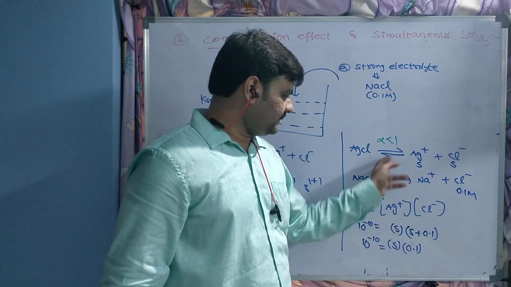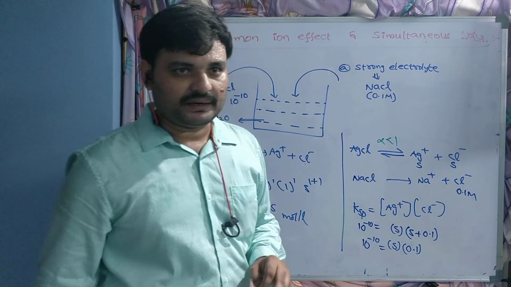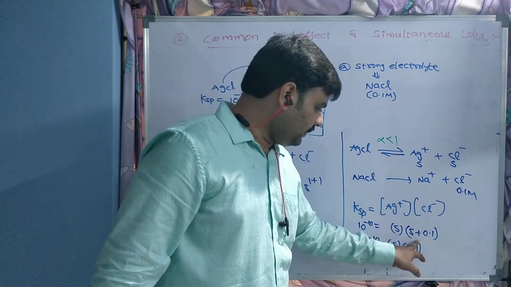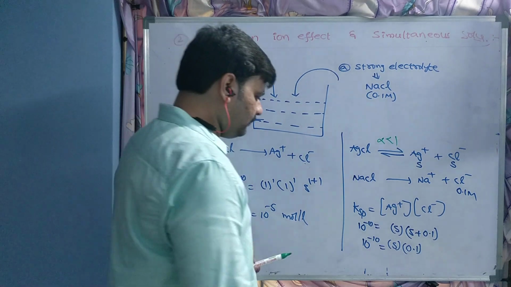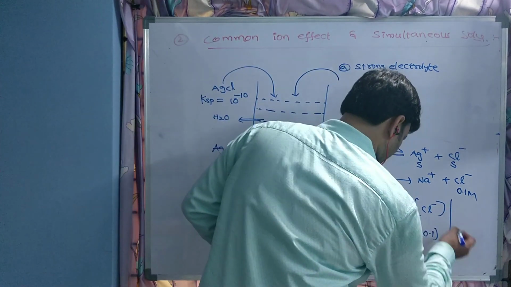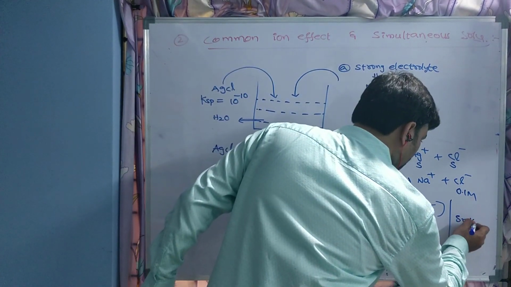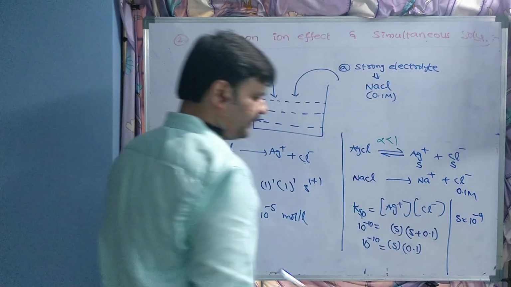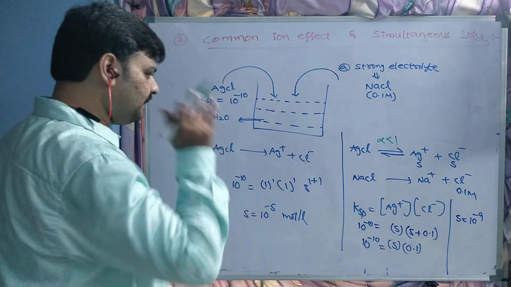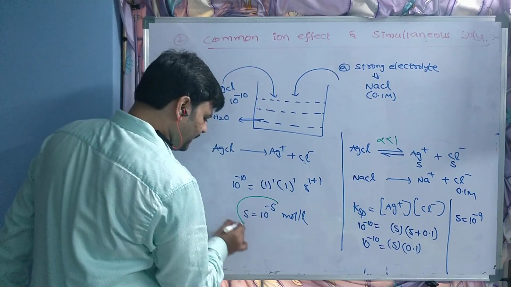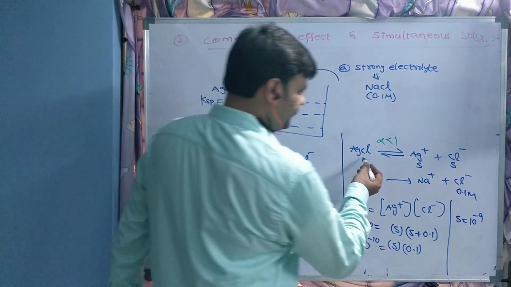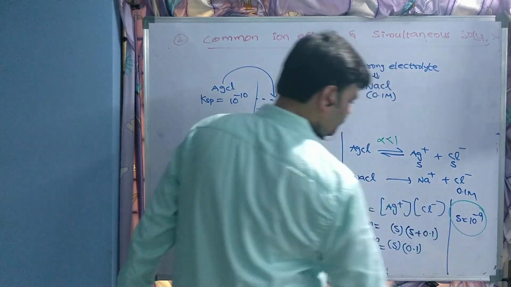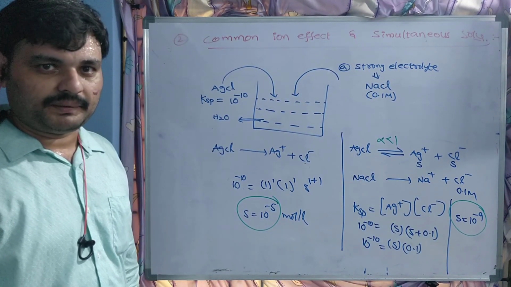Here it is less than 1, so this value can be approximated as S plus 0.1 for our calculation purpose. Now the S value becomes 10 power minus 9 moles per liter. Before adding the NaCl, the S value was 10 power minus 5. After adding the NaCl, the S value is 10 power minus 9.